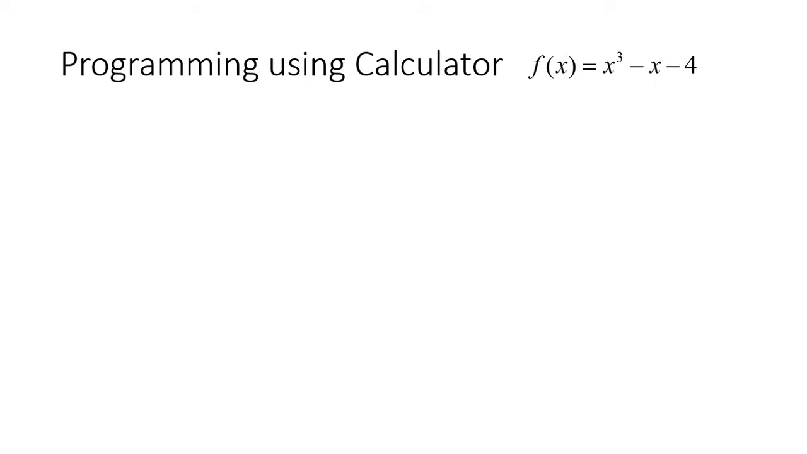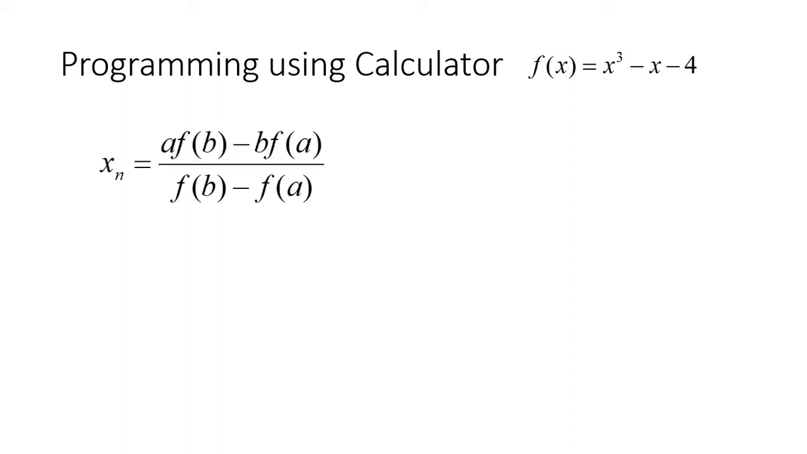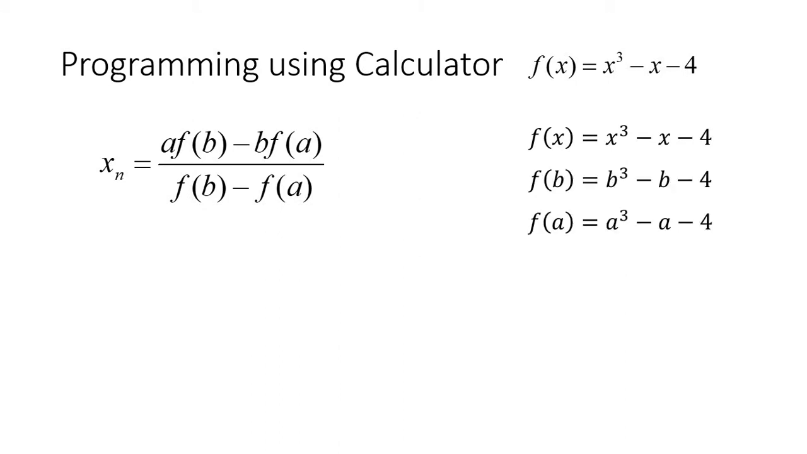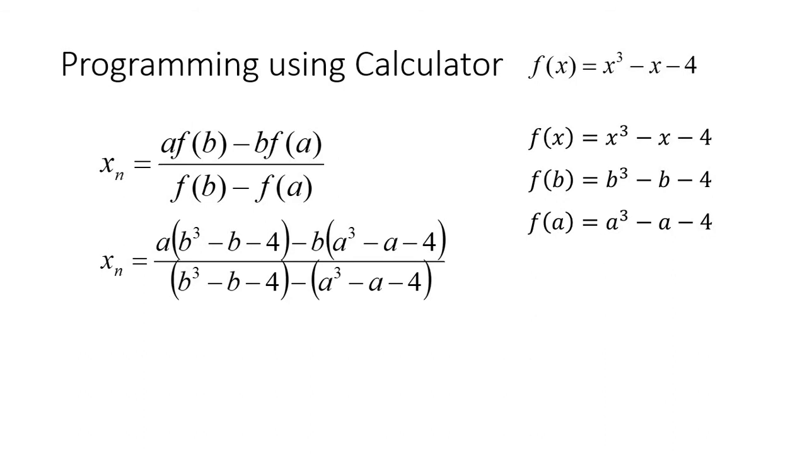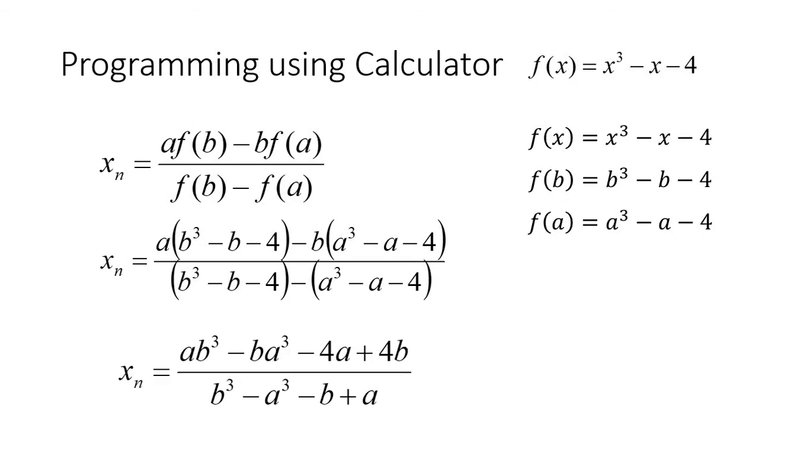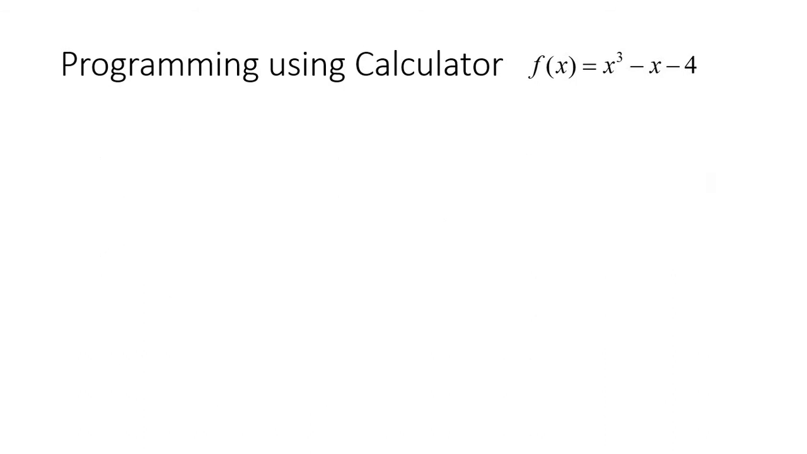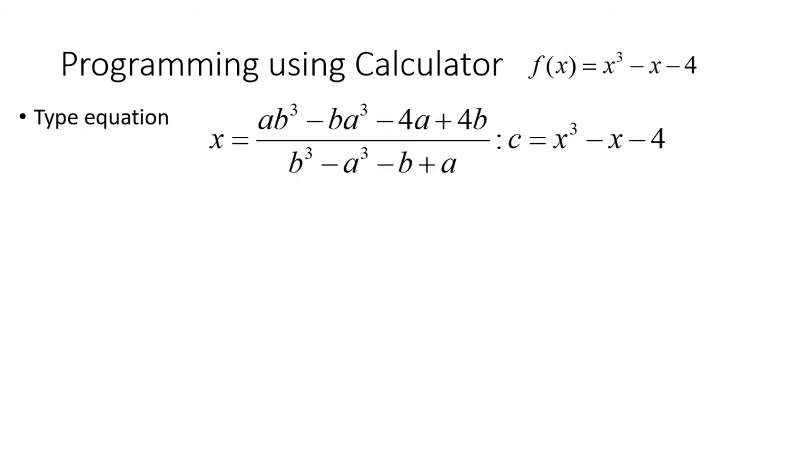Now, with the help of a calculator, we can easily find out the iterated values. This is the iteration formula. Our f of x, find f of b, f of a, substitute in the formula. Simplify further. Now this is the equation. Now to type that equation in your calculator, this is the formula. This is the coding we have to do.